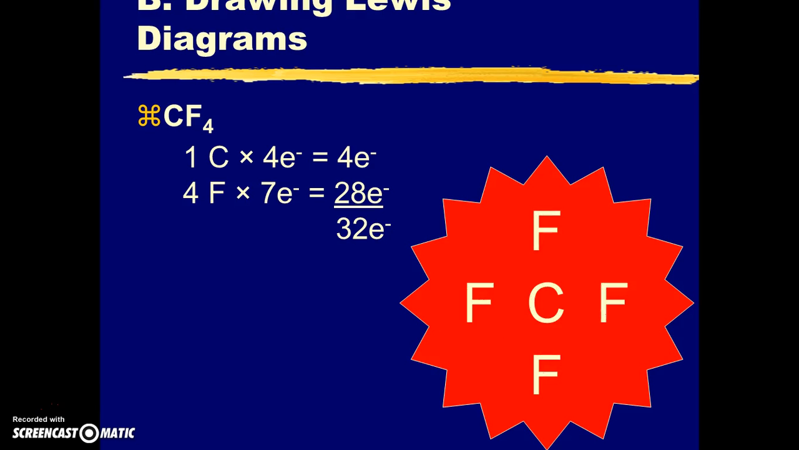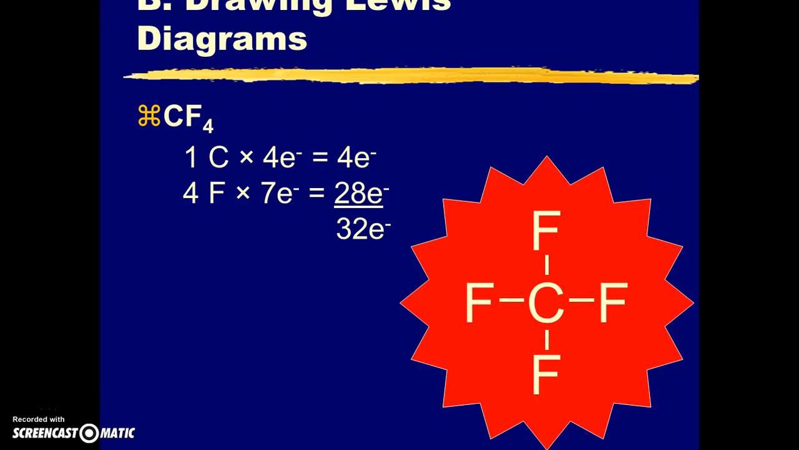So the first step is to arrange the atoms. If you have a single atom, that one goes in the middle. The technical rule is that the least electronegative atom goes in the middle. Of course, carbon has a lot lower electronegativity than fluorine, so that goes in the middle. We're going to arrange the 4 fluorine atoms around it.